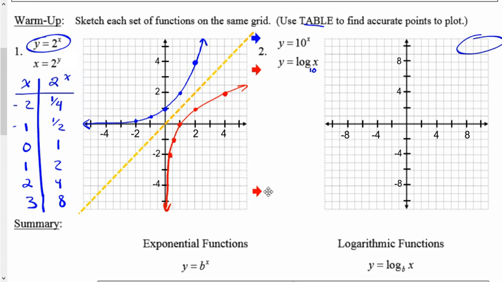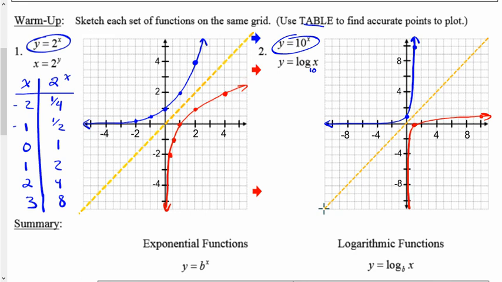For number 2, here we have the graph of y equals 10 to the x. Well, that's the blue graph. The red graph is going to be y equals log base 10 of x. And once again, you will notice that the two graphs are reflections in this diagonal line y equals x, because those two functions are inverses of each other.